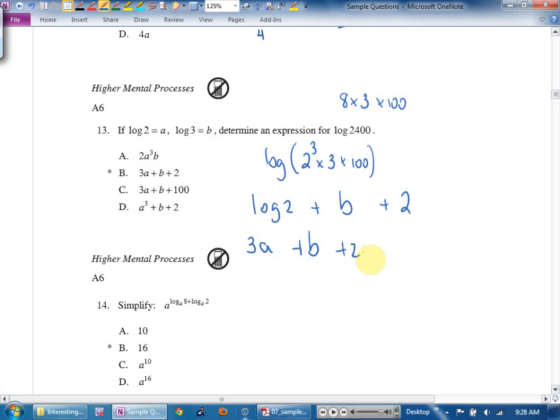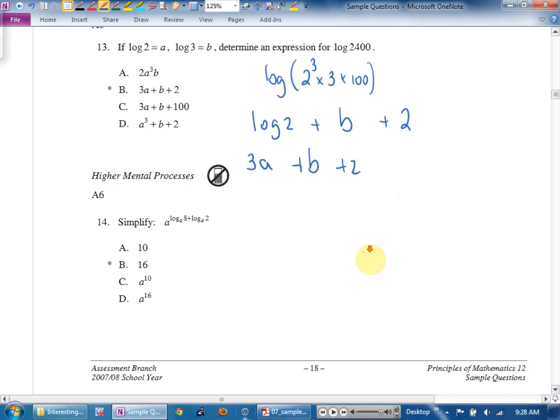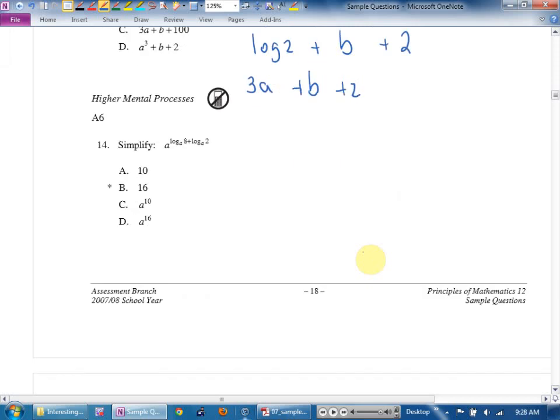Multiple choice, non-calculator. Here's another one. This one is throwing a few of you off. Here is your hint. What's my base? This is asking, do you remember this rule? You use different letters, Mr. Dueck. Q to the log base Q of x just equals x.